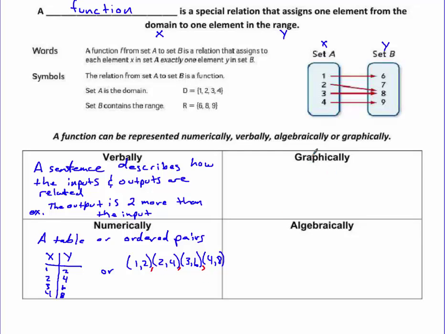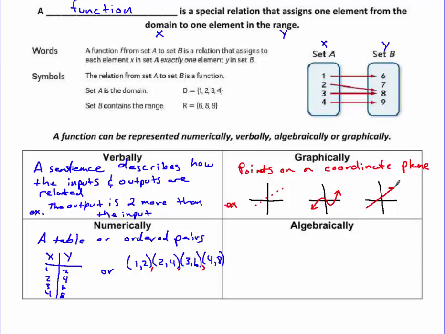Okay, graphically is another way that you'll see functions represented. And that's going to be with points on a coordinate plane. Some examples you might see. Draw a couple of little coordinate planes here. So you might see a set of points like that representing a function. You might see some kind of curve, and you might see a line representing a function. So all kinds of different things in a graph can represent a function.